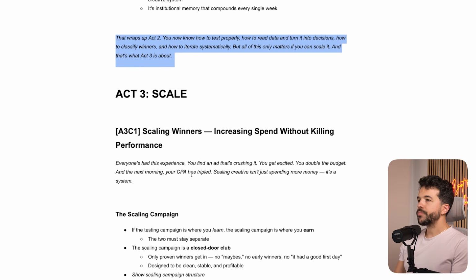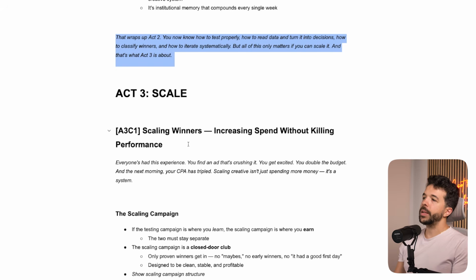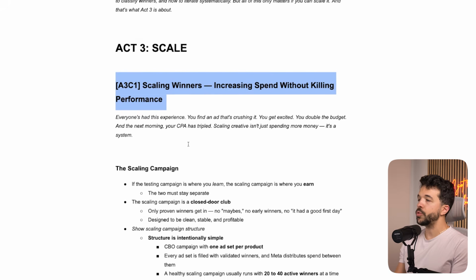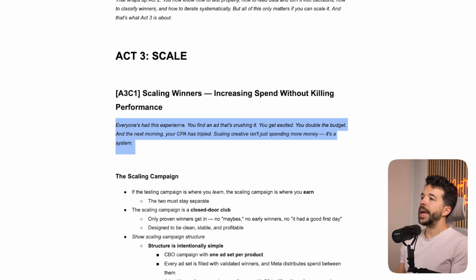So, Act 3, Chapter 1: Scaling winners, increasing spend without killing performance. This is a juicy one. Everyone's had this experience. You find an ad that's crushing it. You get excited, you double the budget, and next morning your CPA has tripled. Scaling creatives isn't just about spending more money, it's a system. And this is what we're gonna uncover in this chapter.